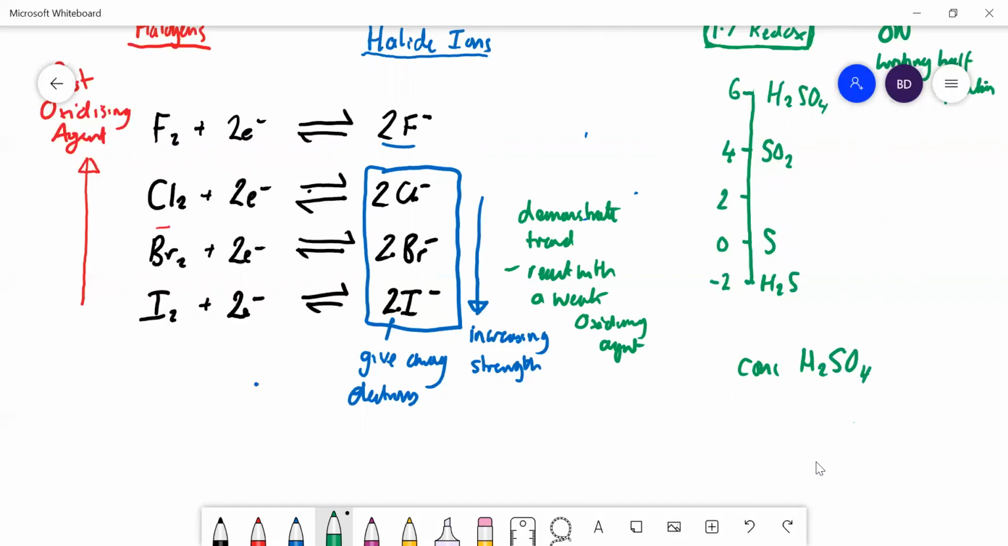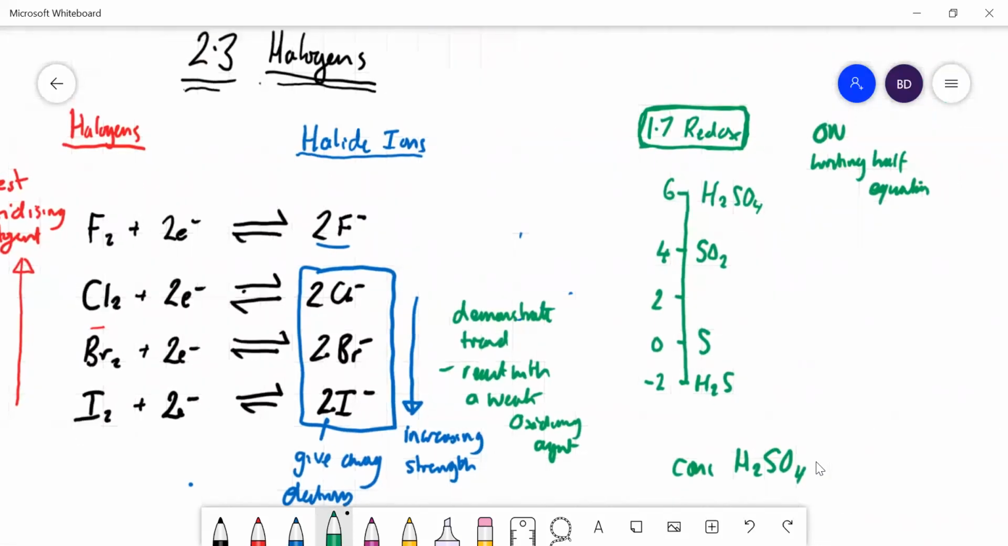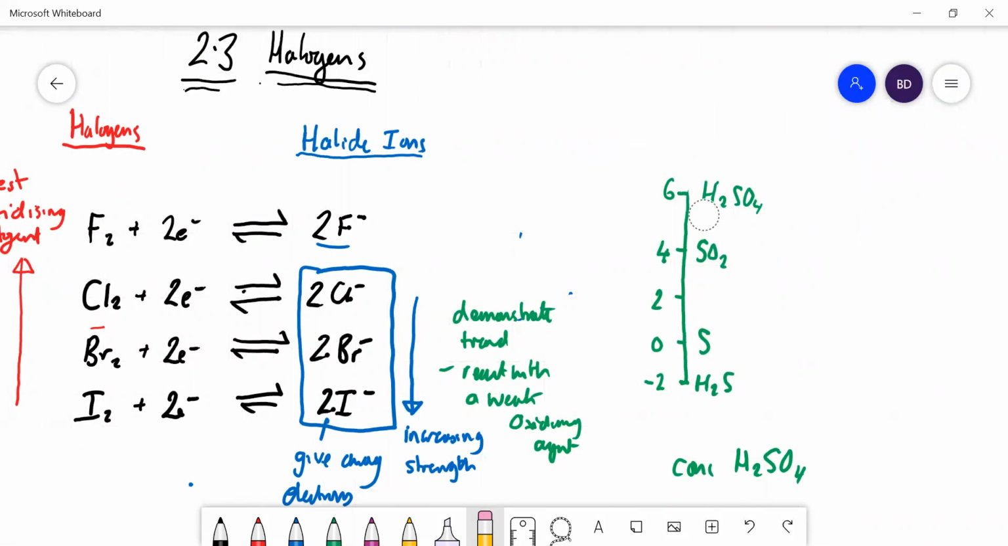Right, now the reason why it is an oxidizing agent is because, if you look at my little ladder here, the oxidation number of sulfur in sulfuric acid is +6. So it has this tendency to drop down. As its oxidation number goes lower, it's getting reduced.